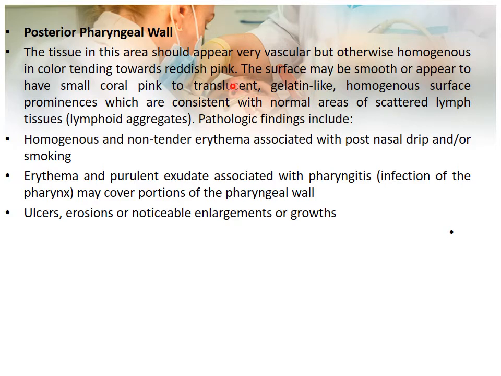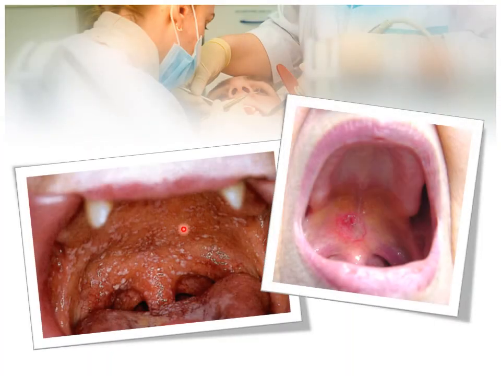Sometimes we could demonstrate erythema, pharyngitis, even ulcer or erosion. As we notice in this picture, we could demonstrate the major aphthous, which interferes with eating, in the posterior pharyngeal area. Sometimes we could demonstrate thrush on the posterior pharyngeal area, which is here as whitish in color.